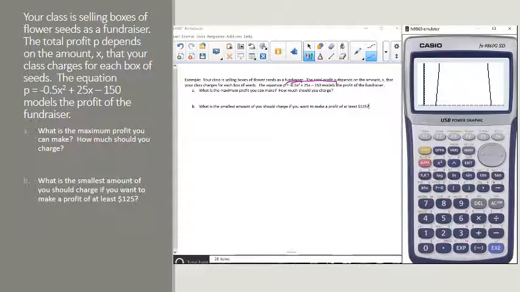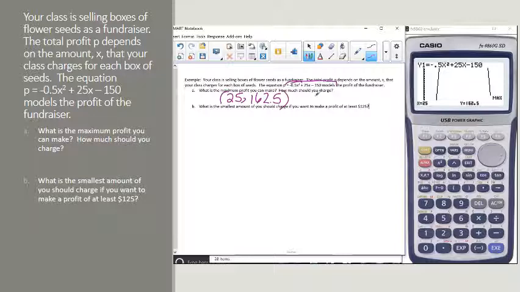We want the maximum, so I'm going to do G-solve and max. And our maximum is at 25, and it's 162.5. So that means we should charge $25 and we'll make a profit of $162.50.